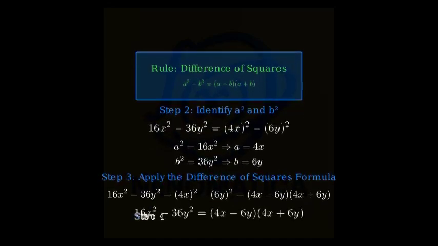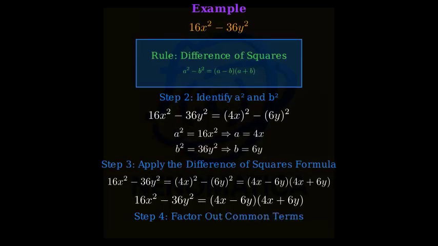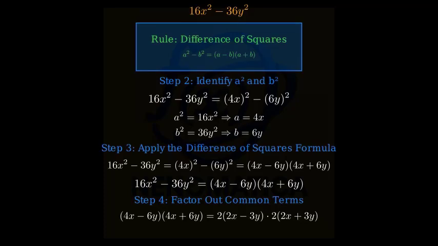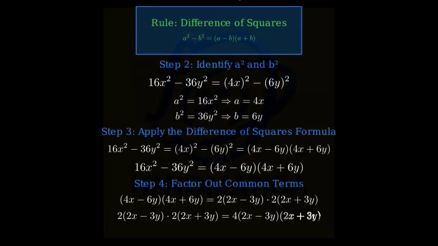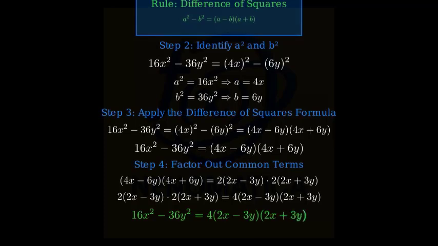Step 4. We can factor out common terms from each binomial to simplify our expression further. Notice that 4x minus 6y has a common factor of 2. We can rewrite this as 2 times 2x minus 3y. Similarly, 4x plus 6y equals 2 times 2x plus 3y. So our final factorization is 2 times 2x minus 3y times 2 times 2x plus 3y, which equals 4 times 2x minus 3y times 2x plus 3y.